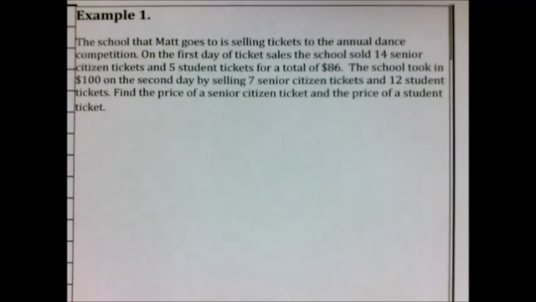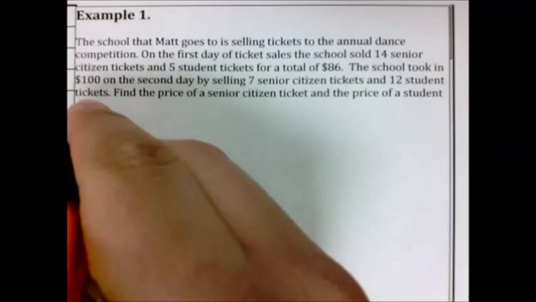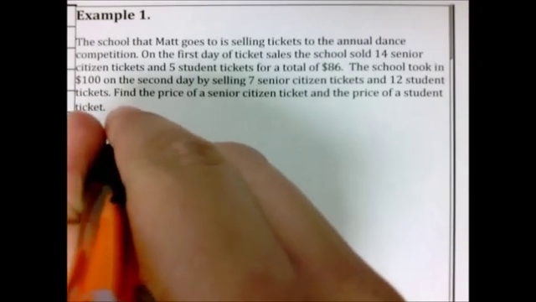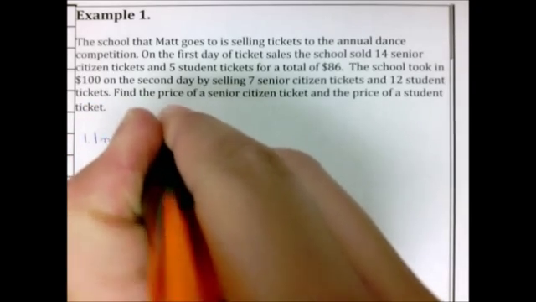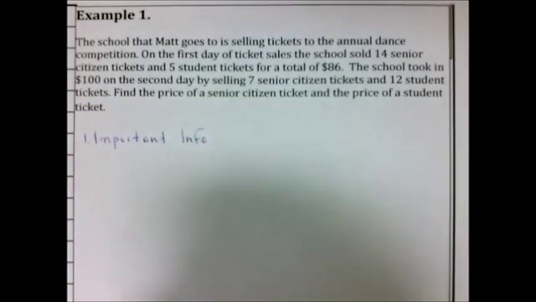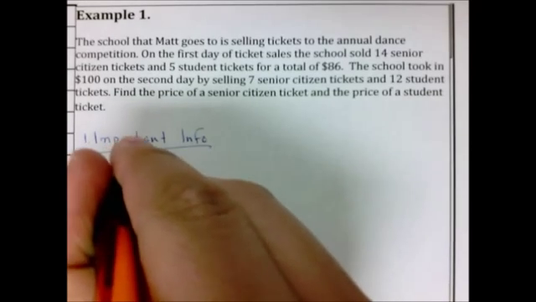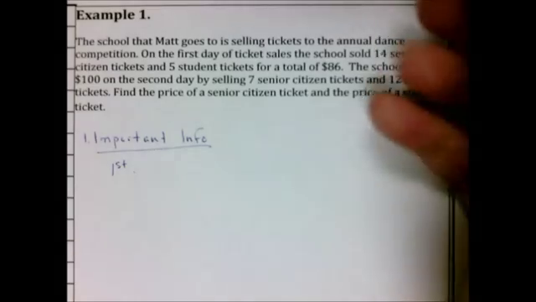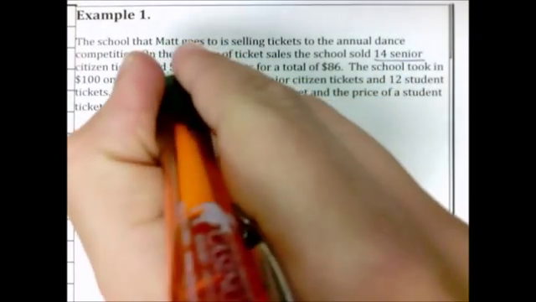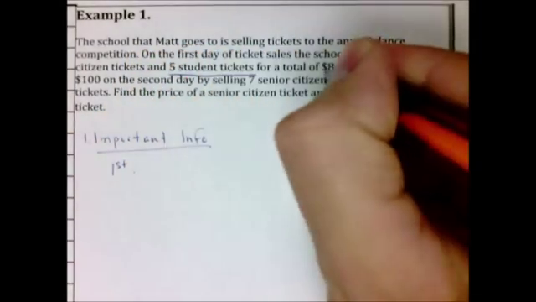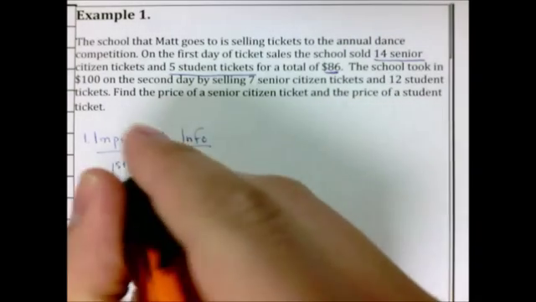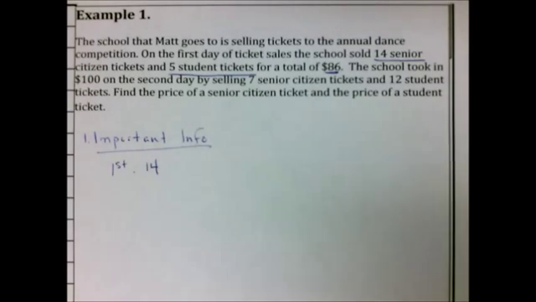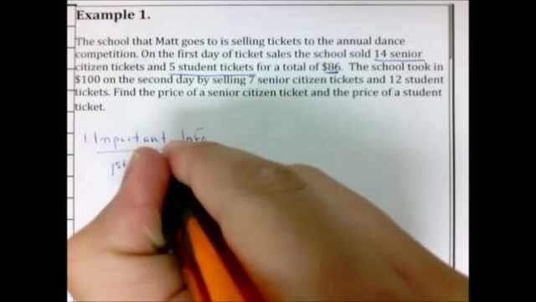So remember, the very first step in solving these types of problems is to list out the important information. Important info. Now on the first day, they sold 14 senior citizen tickets and 5 student tickets and made $86. So that's pretty important. So 14 senior citizen tickets, and I'm going to go ahead and call those C, for senior citizen.